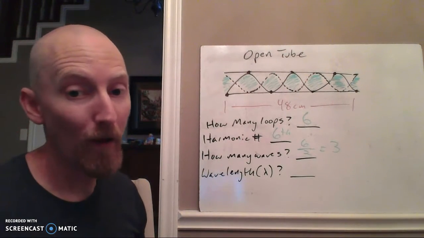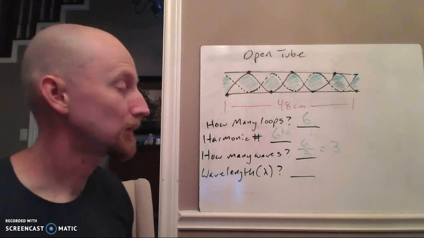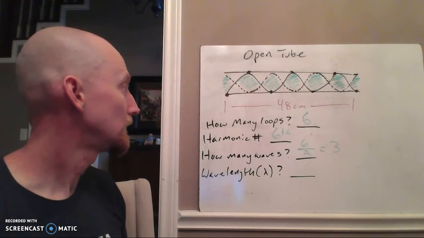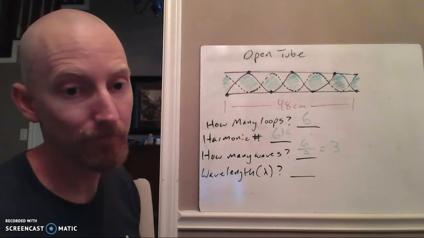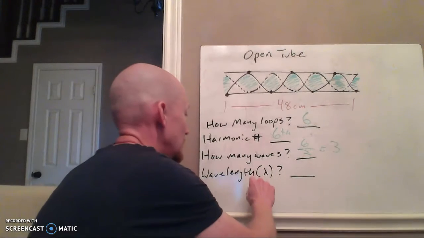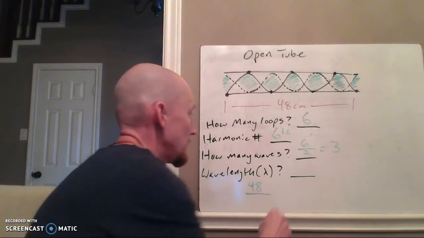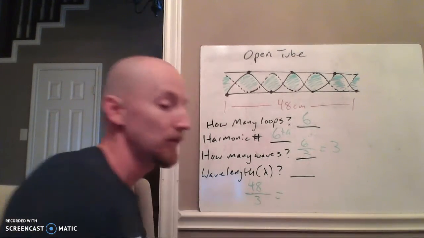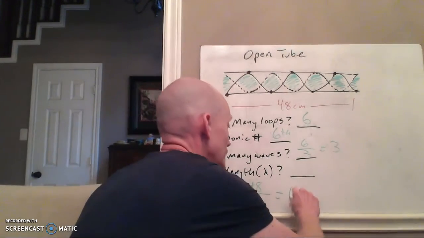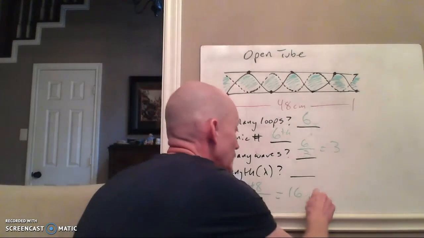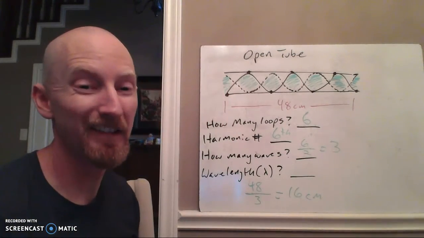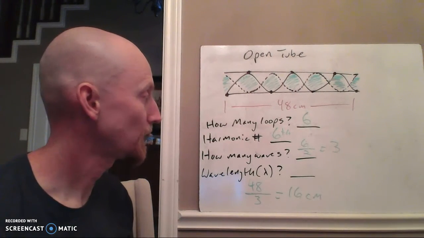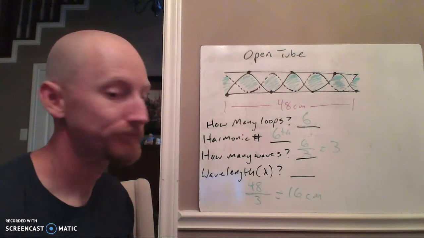Now you may need to find out what the wavelength is. That would be lambda. So to find the wavelength, you take your length, which is the total length of the tube, 48. So you take your length of the whole tube, which is 48, and divide by how many waves there are. Well, we just found that there were 3 waves. 48 divided by 3, 16. And that's centimeters. So your wavelength is 16 centimeters. No problem. Okay, so that's lambda.